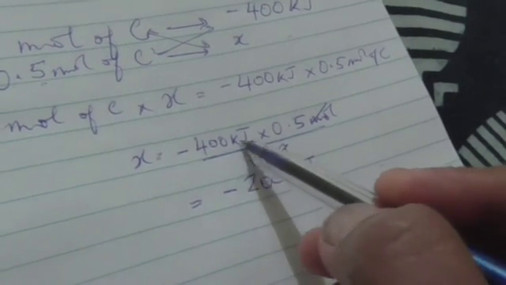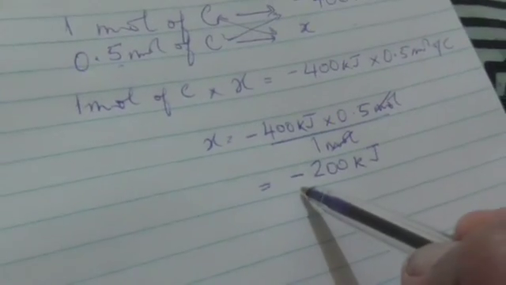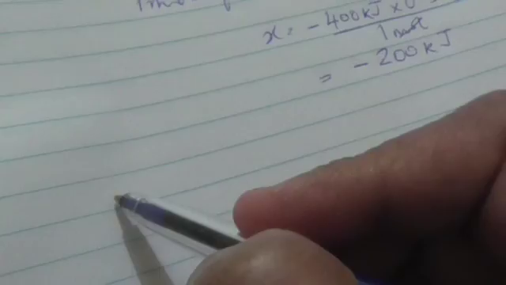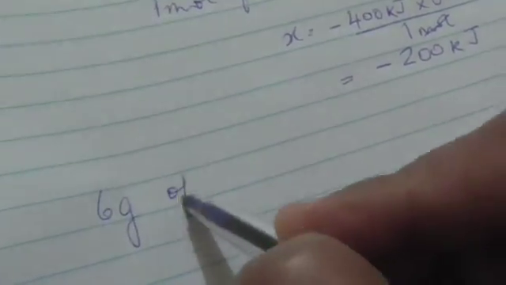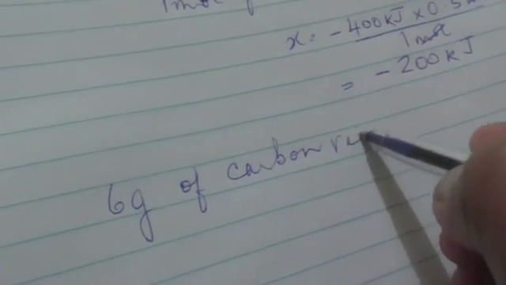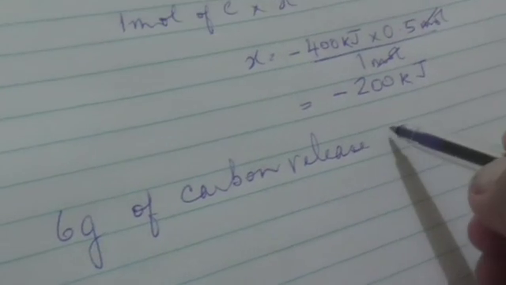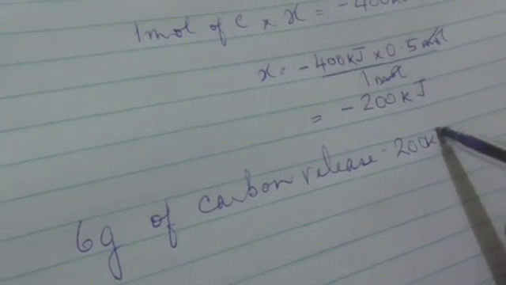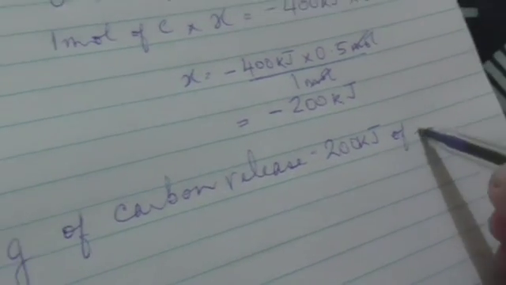So don't forget to include the unit, and also always finish the question by saying what this 200 is. Link it back to the question that they asked you. So 6 grams of carbon will release 200 kilojoules of energy.